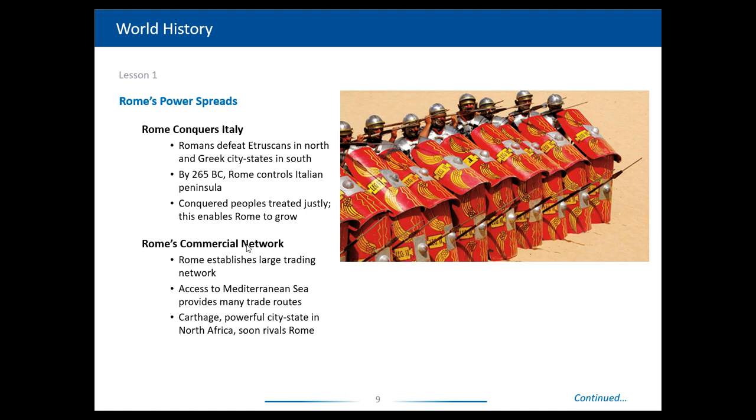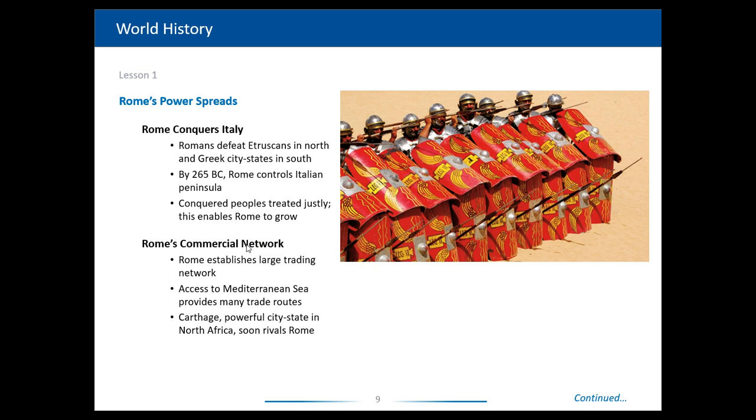Rome conquers Italy. Now, up to this point, Rome is just a city. So let's talk about how Rome's power spreads. Rome's defeat of the Etruscans in the north and the Greek city states in the south, and yes, the Greeks were in the south, was very important to its spread of power. By 265 BC, Rome controls the Italian peninsula.